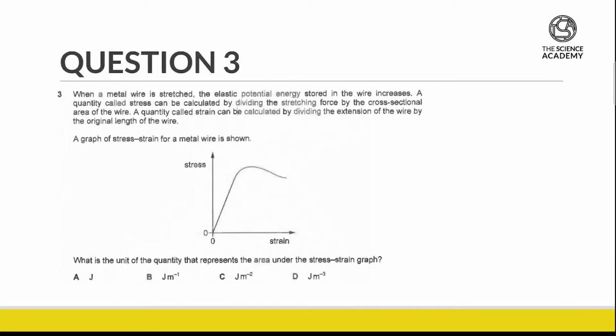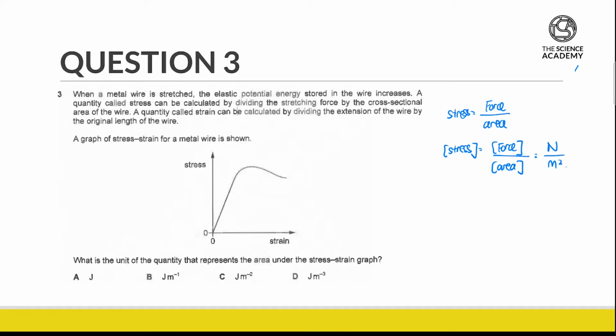So in this particular question, we are told that when the metal wire is stretched, the elastic potential energy stored in the wire increases, and the quantity called stress can be calculated by dividing the stretching force by the cross-sectional area of the wire. So let's just write it down. Stress is going to be equal to force divided by the area. Okay, and so the unit of stress is going to be equal to the unit of force divided by the unit of area, and this means that we have newtons per meter squared.